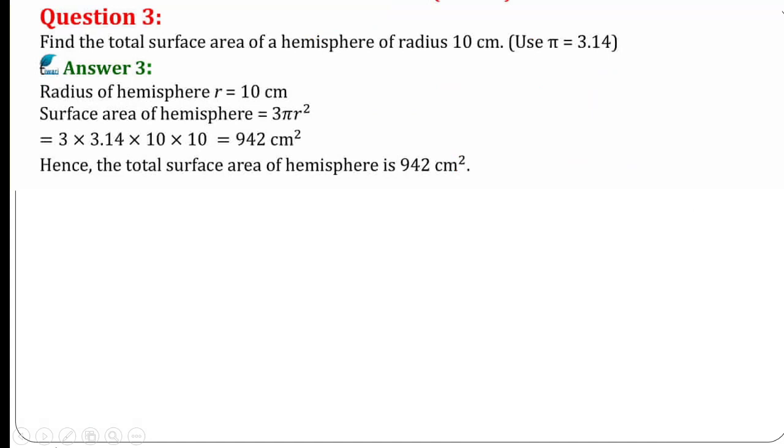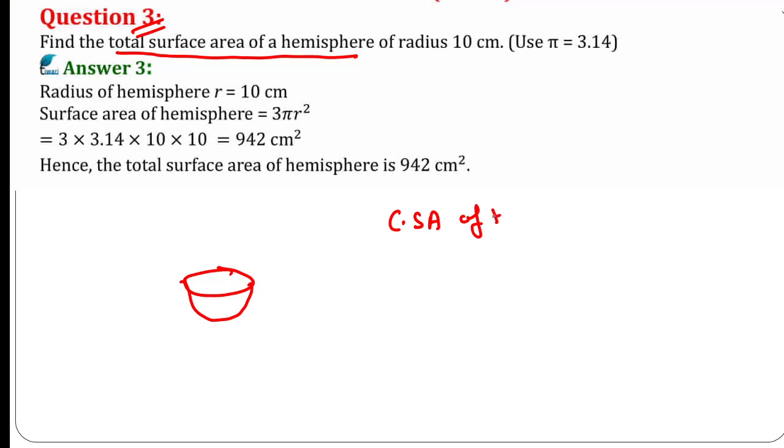So our next question is question number 3. Question number 3 is: find the total surface area of a hemisphere. So we know this is your hemisphere and it has two types of area. First is the curved surface area of the hemisphere, which is equal to 2 pi r square.